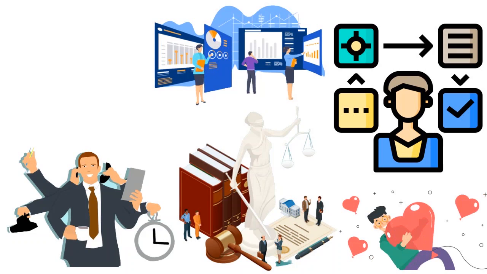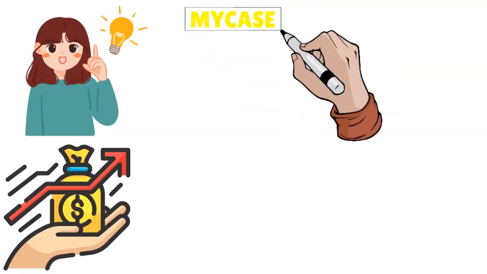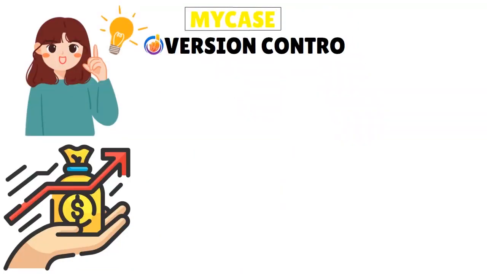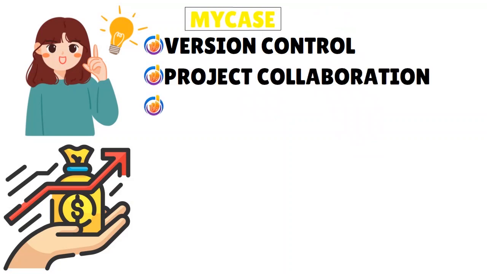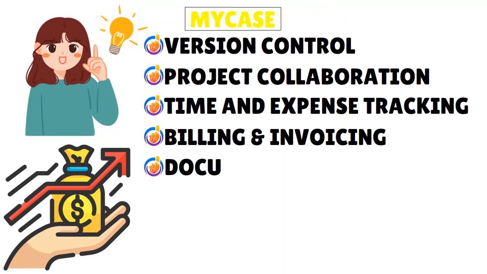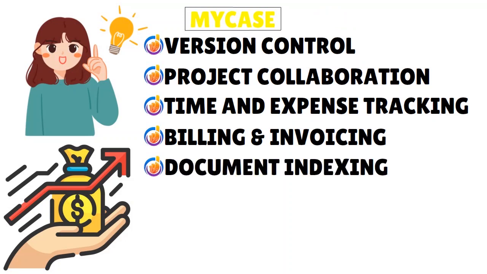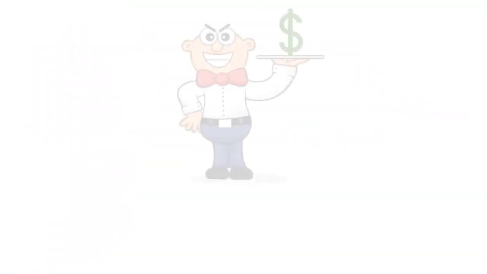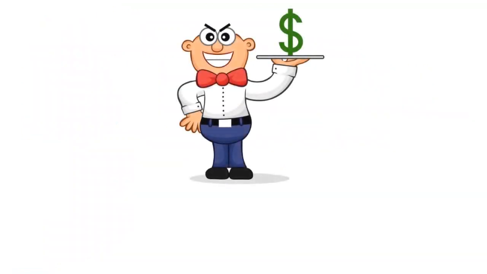So that's for Filevine. What about MyCase? With MyCase, you have version control, for example. You have project collaboration. You have time and expense tracking. You have billing and invoicing, and you have document indexing. So based on the number of features, one might say, well, Filevine has more features than MyCase, and that is true, and maybe that's why Filevine is more expensive in our view than MyCase.